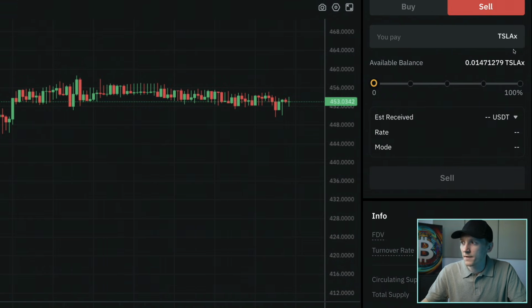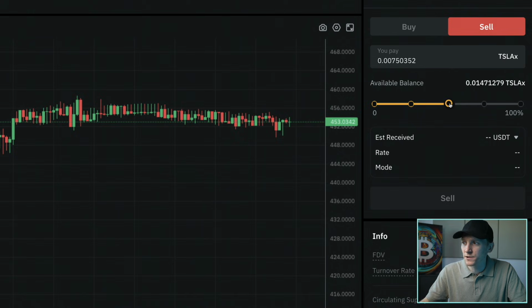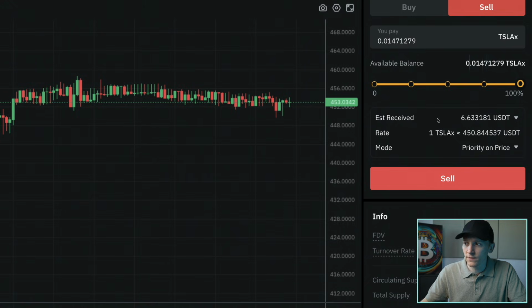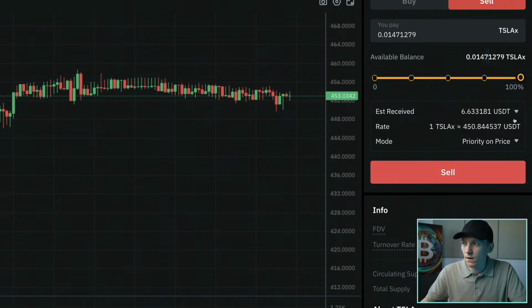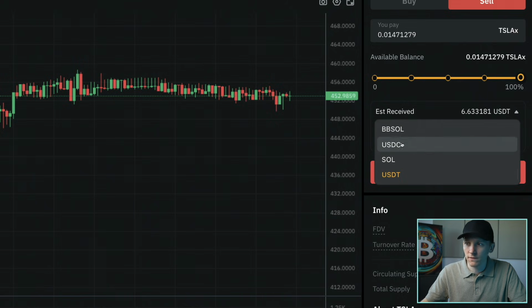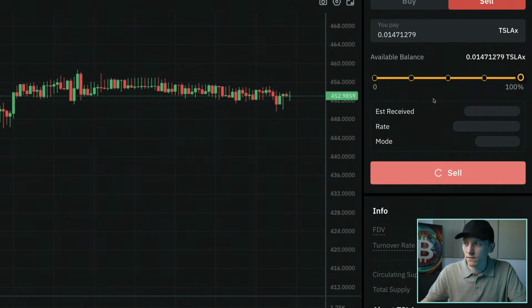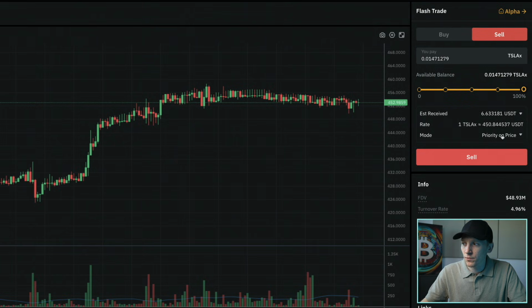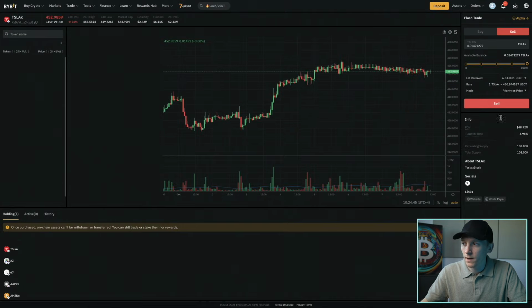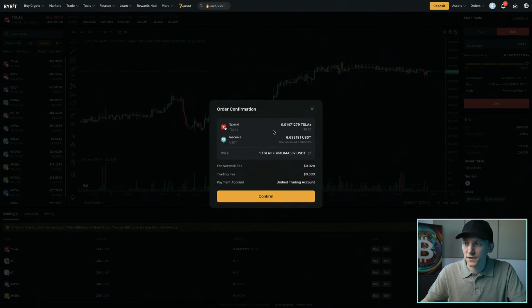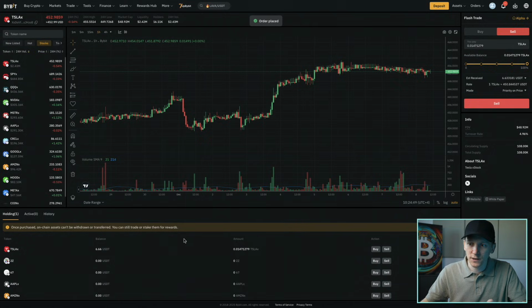Where you want to go to sell here, and then choose how much of the asset that you want to sell. And you can choose which stable coin that you receive. So it assumes that because I paid in USDT, I want to receive that back. But you can choose one of these as well. If you want to receive USDC or any of the others, you can choose that. And again, priority on price, that's fine by me. And then you can just press sell here. Again, check the details, press confirm. Eventually that will sell it back into the asset that you want to sell it into.